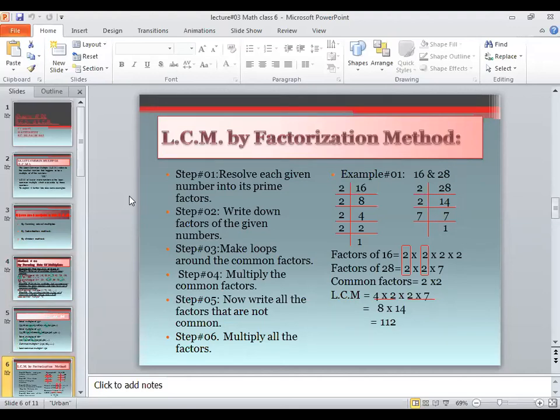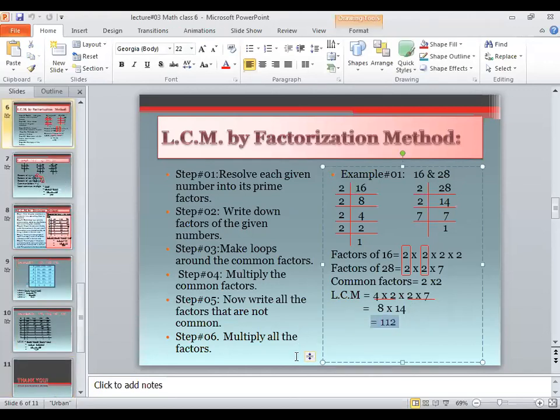This is your second method, LCM by factorization method, where you will resolve each number into its prime factors and then multiply the common factors and uncommon factors, and then you will get your answer here, that is 112.